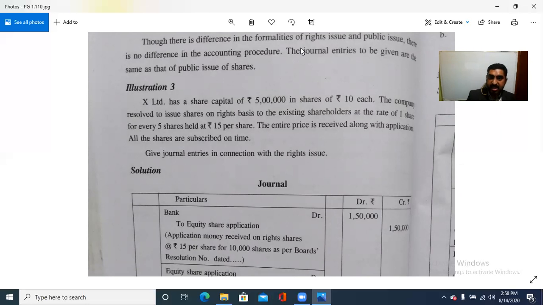The entire price is received along with the application money. So how are we going to pass the journal entries? I told you previously, it is the same as in the case of a public issue. So what is the entry? For the application money, all the shares are subscribed on time.